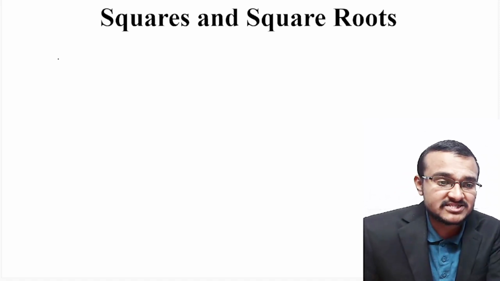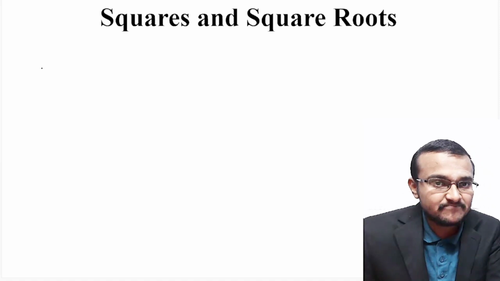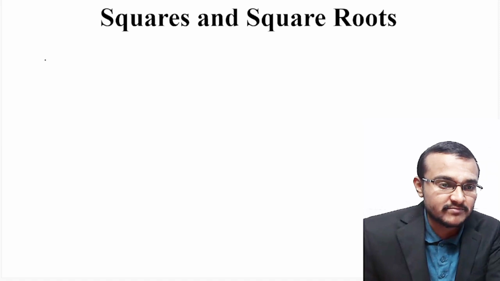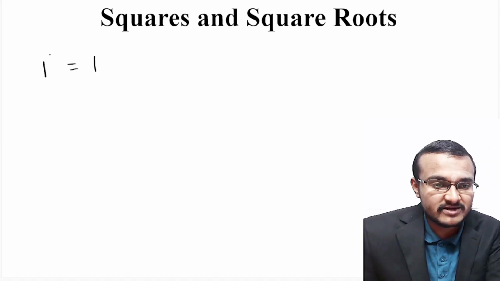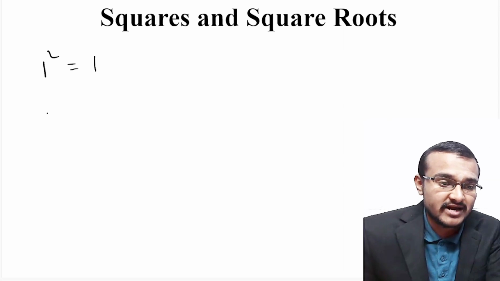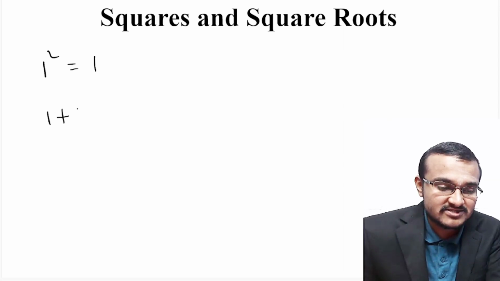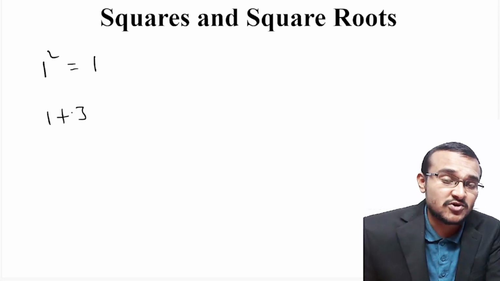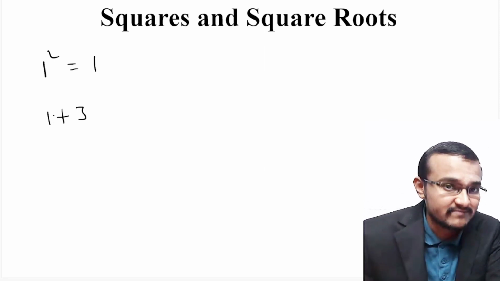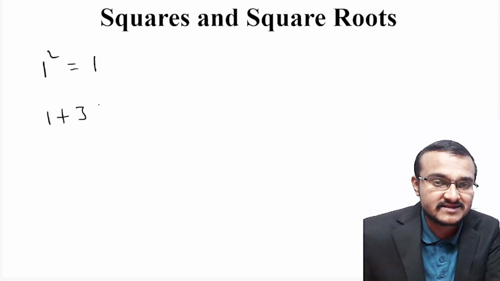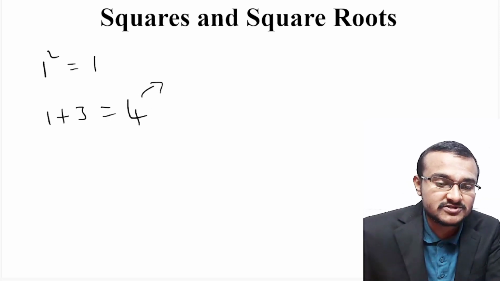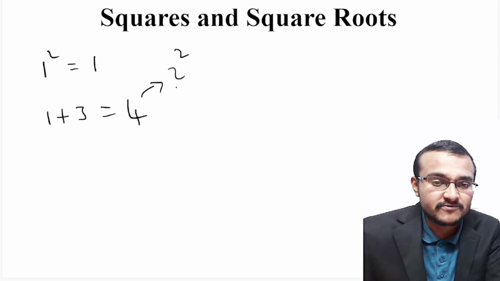So coming to the next property, if you go on adding consecutive odd numbers, you will always get a perfect square number. For example, 1 is a perfect square number because 1 square is 1. Now if I add 1 plus 3, the next consecutive odd number after 1 is 3, I will get 4. 4 is a perfect square because 2 square is 4.